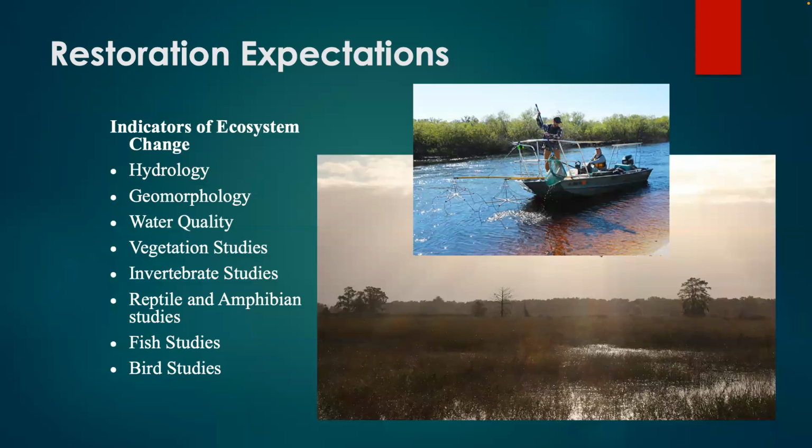There was almost $1 billion spent on this project so far. We've got to be able to say that's taxpayers' money. So we've got to be able to say that what we're doing is working. And how do you do that? Restoration expectations. There were expectations that were decided before the project even started. These were our targets: we need to reach these goals, these expectations, to be able to say that what we're doing is successful.